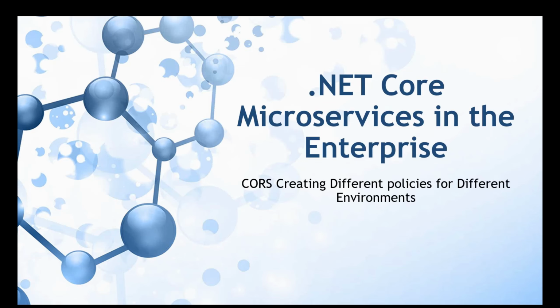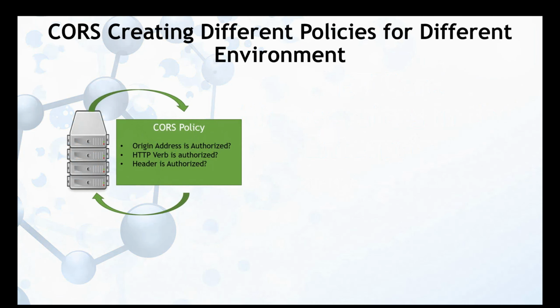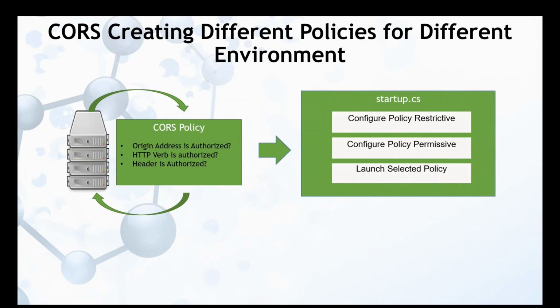In this last video of our course, we will illustrate how to create two course policies and how to use them in a multiple environment in the enterprise. The flow to create two course policies is similar to create one, only now we need to configure both policies in the startup file and activate only one per environment. How to do that? We need a new setting that we call active policy. The setting holds the name of the policies that we want to activate in the environment.